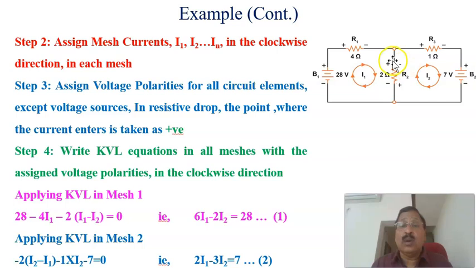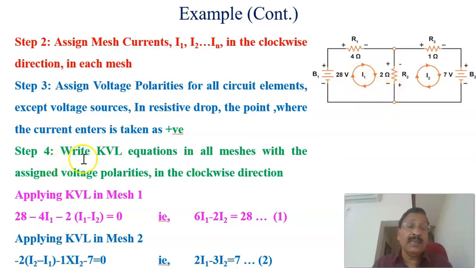And if you take the common element or common branch for mesh 1 and 2, here the current I1 is in one direction and I2 is in the opposite direction. If you assume the current in this direction for mesh 1, I1 minus I2 is the current that is entering. That's why here we take plus here and minus here. For the second loop, the current in this direction is I2 minus I1, and since it is entering at this point, plus here and minus here. Therefore, we are marking the polarities of these voltage drops.